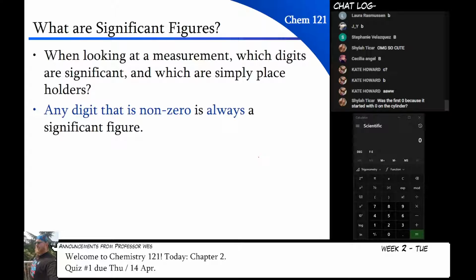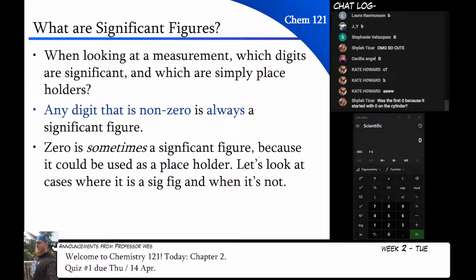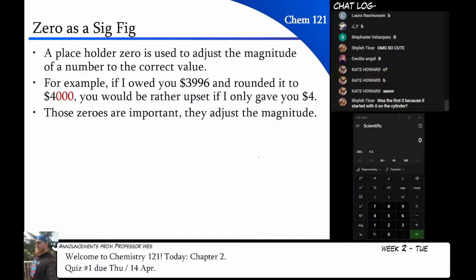All right. When you write down a digit, and the digit is not 0, any number that is non-zero is always significant because you know it, so you're writing it down. 0 may be written down as a placeholder like we showed in that case, but sometimes it's known. And we're going to look at cases where it is a sig fig and where it's not. So let's look at case number 1.